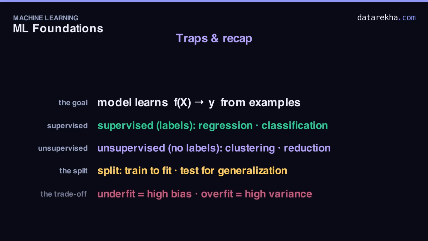And hold the great trade-off in your head. Too simple underfits with high bias, too complex overfits with high variance. The art is landing in between. Get these 5 ideas solid, and everything ahead in machine learning has a place to stand.